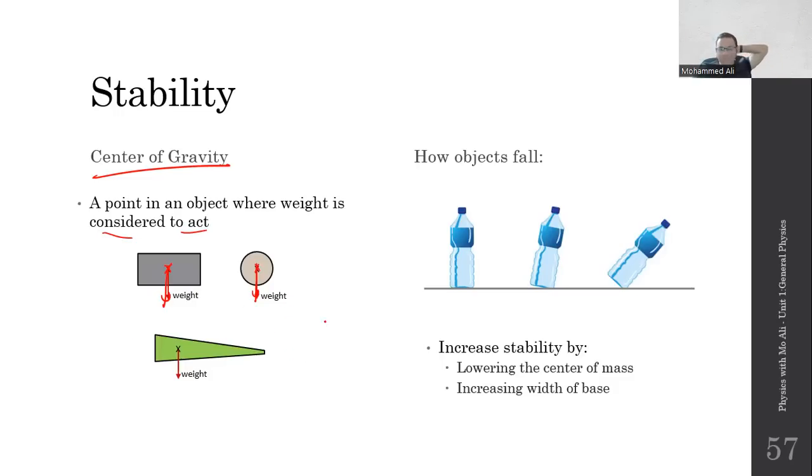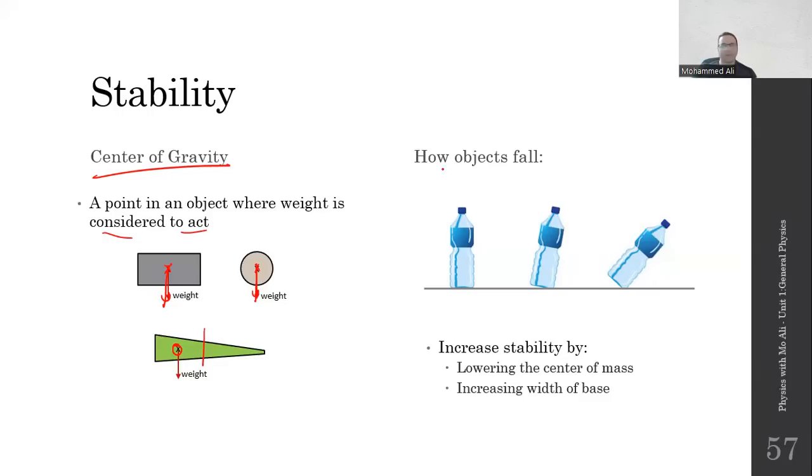But if an object is not uniform, as in it doesn't have a constant thickness or something, it's non-uniform, the weight will act closer to the heavier side of the object. Now, there's no need to get the exact location, just a rough location is fine.